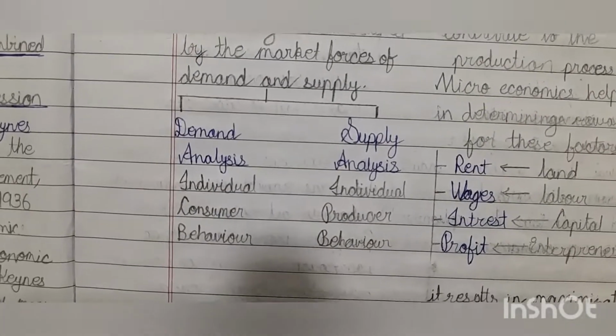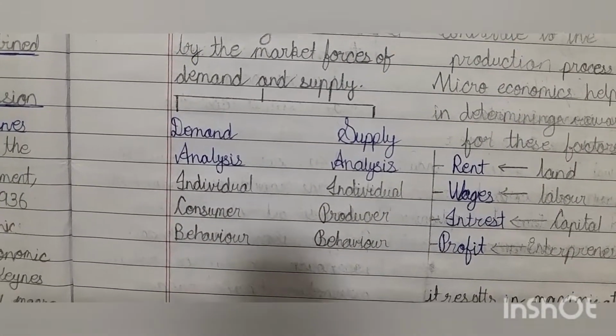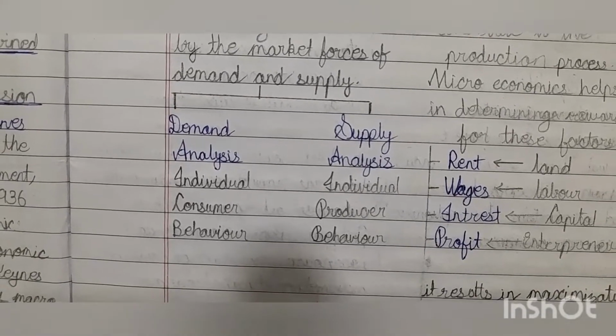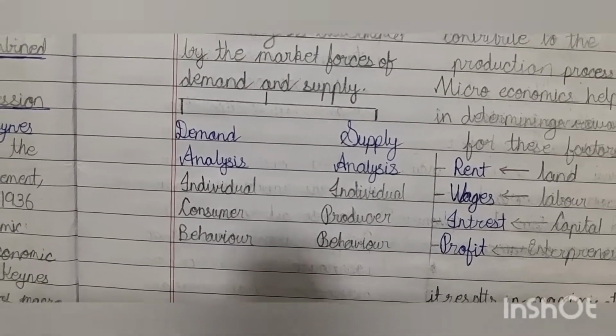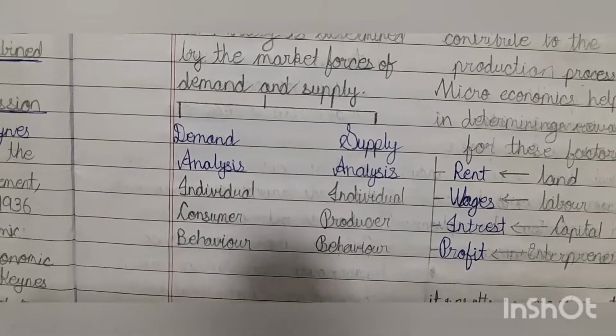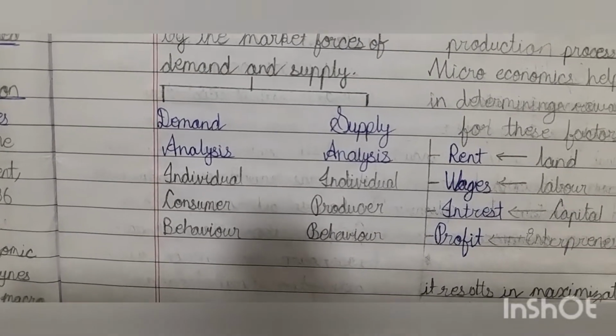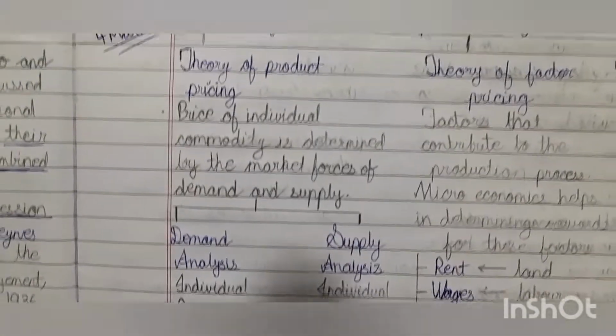Theory of product pricing gets divided into two: demand analysis and supply analysis. Demand analysis studies individual consumer behavior. On the other hand, supply analysis studies individual producer behavior.